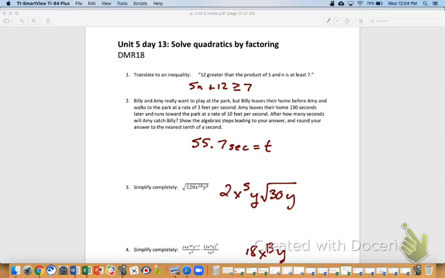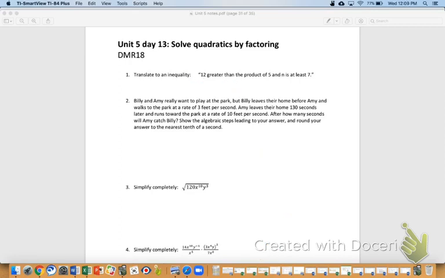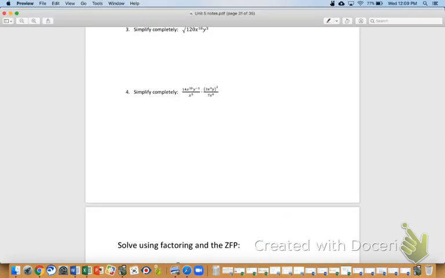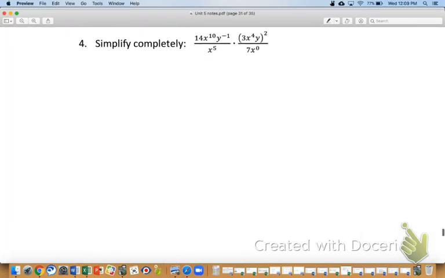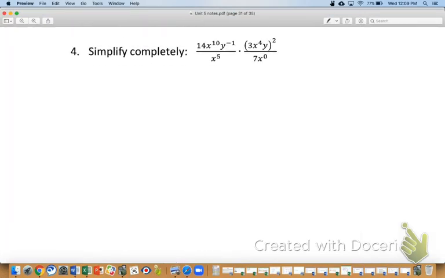Hey guys, lots of folks wanted to chat about 4, so let's do that now. I need to do a little rearranging here on the screen. Okay, so here's 4. I don't have a preset way of how I'm going to do this, so if I do something that doesn't make sense, you let me know. When I look at this, the first thing I see is that x to the 10 over x to the 5 could be simplified. So the first thing I would probably write would be 14x to the 5th, y to the negative 1. Something like that. Does that make sense?